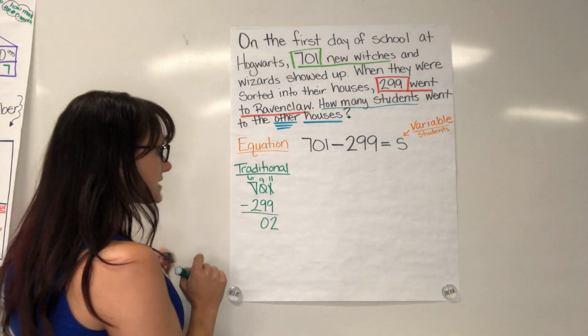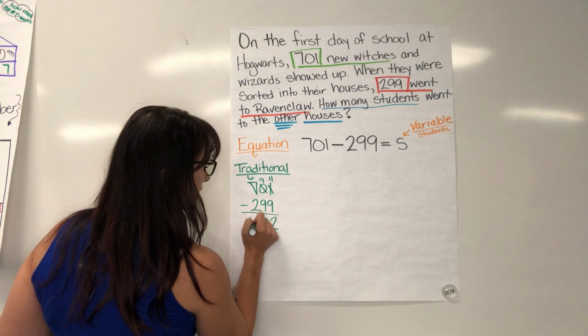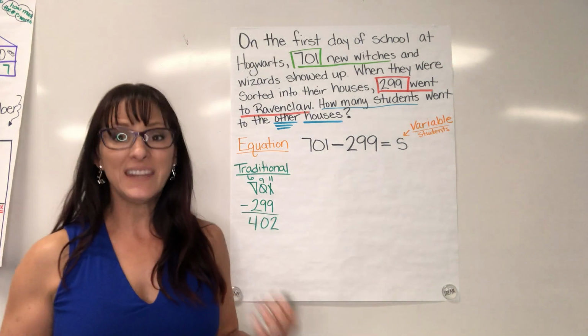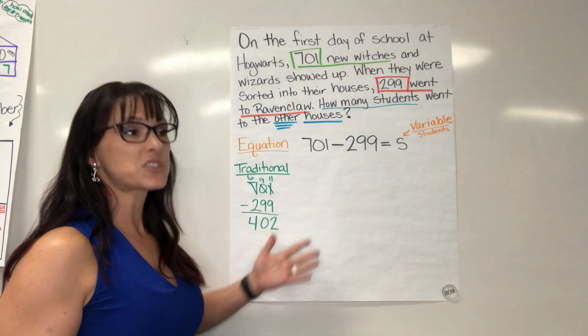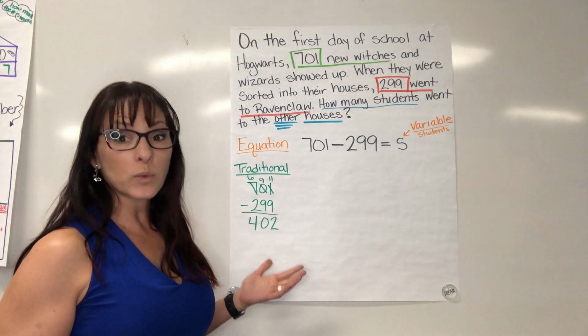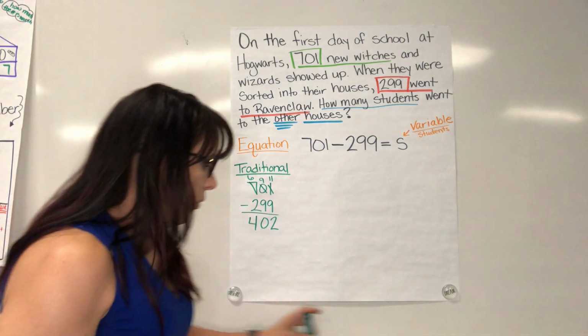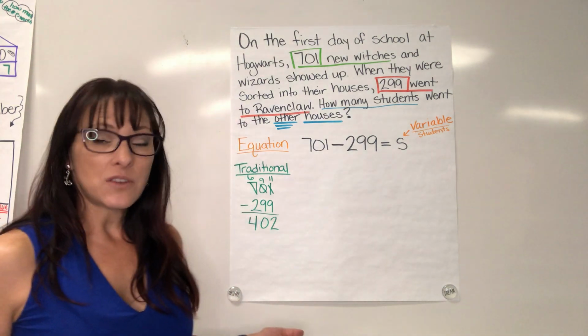Then I have 600s minus 200s is 402. Now, some of you probably don't have traditional regrouping, especially across a 0. That can be really tough. So, what are some other strategies we can do?